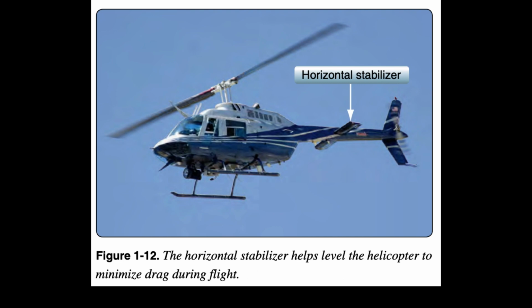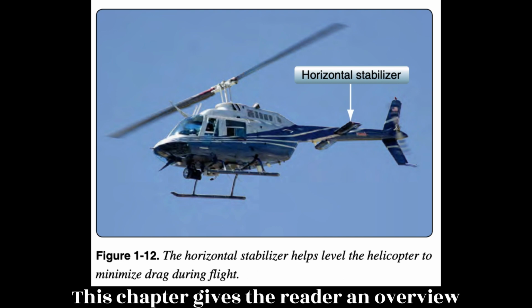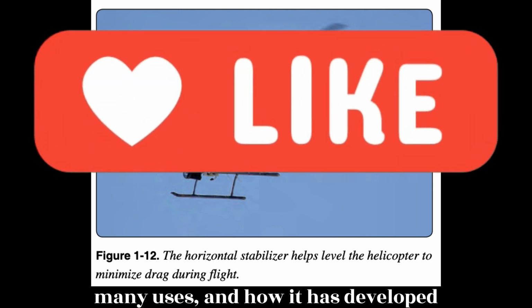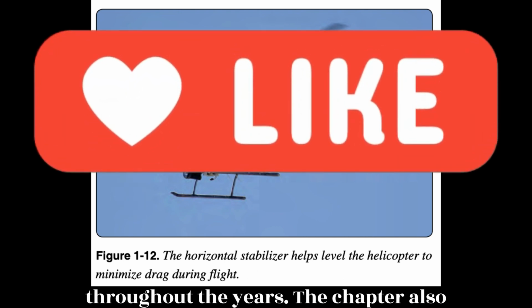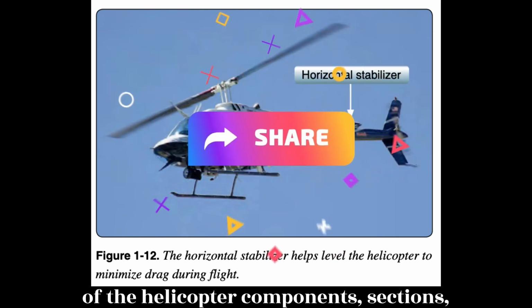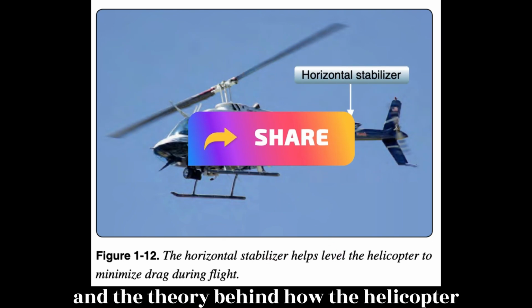Chapter Summary. This chapter gives the reader an overview of the history of the helicopter, its many uses, and how it has developed throughout the years. The chapter also introduces basic terms and explanations of the helicopter components, sections, and the theory behind how the helicopter flies.